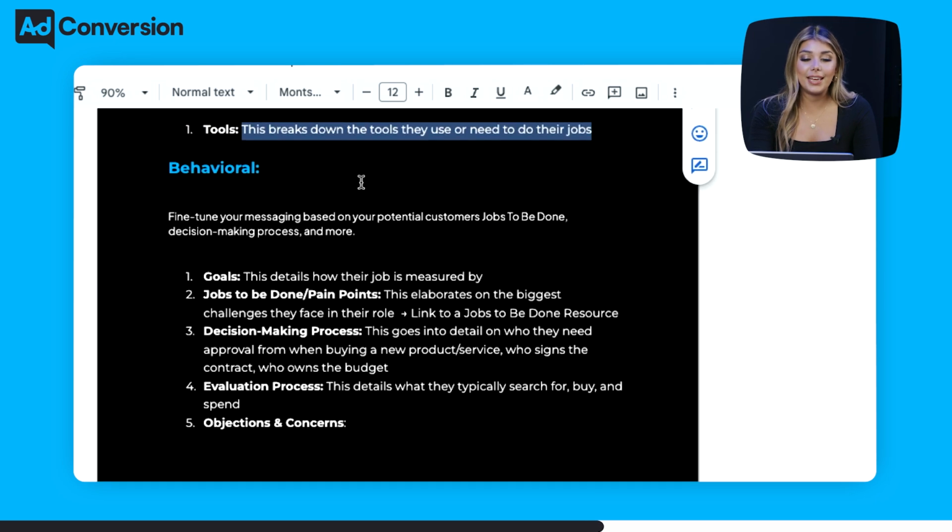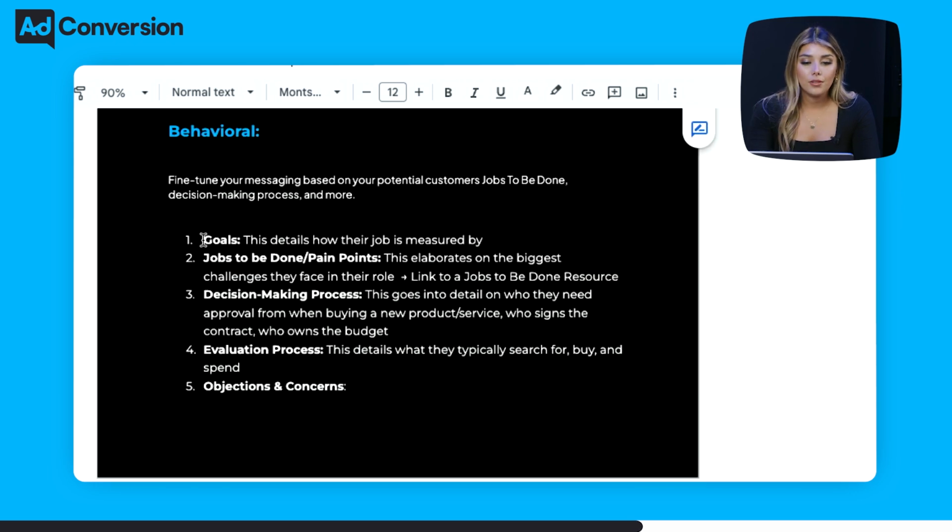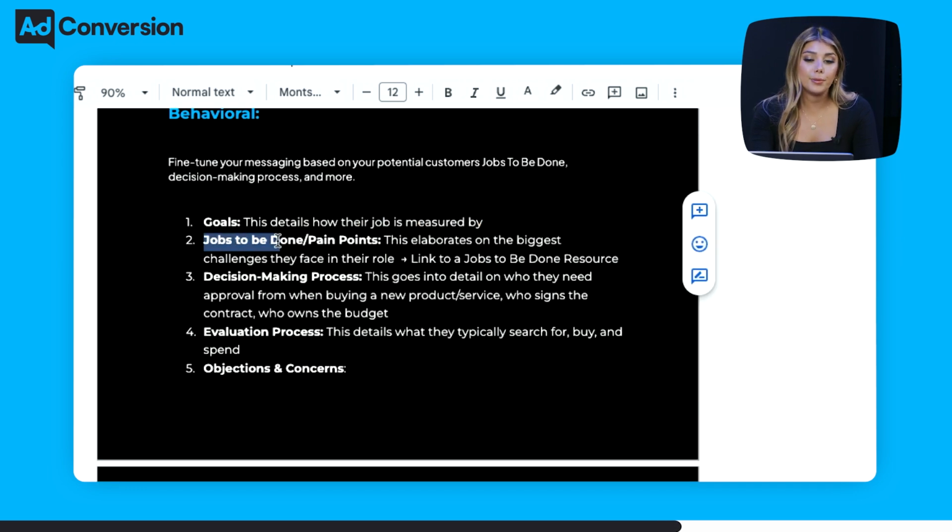The next one is behavioral segmentation. This is where you're going to fine-tune your messaging based on your potential customers' jobs to be done, decision-making processes, and more. The first one in behavioral segmentation is goals. This is really going to help detail what they do in their day-to-day jobs and what their job is measured by. The next is jobs to be done. Think of this as the pain points. We're going to elaborate on this in the next module.